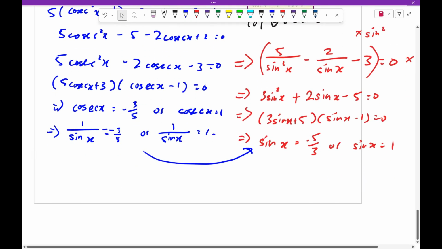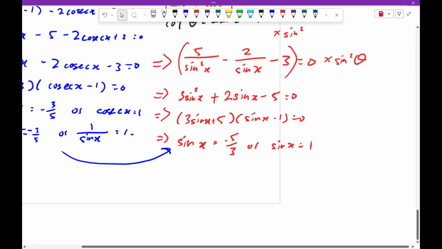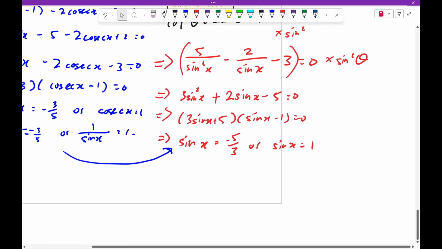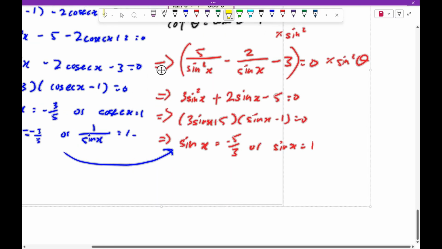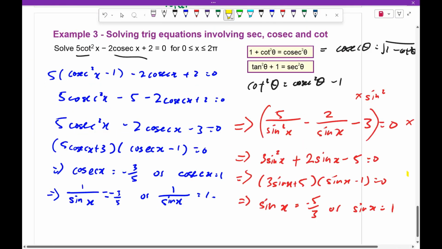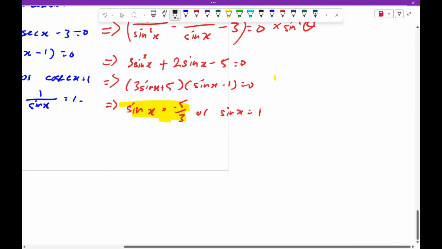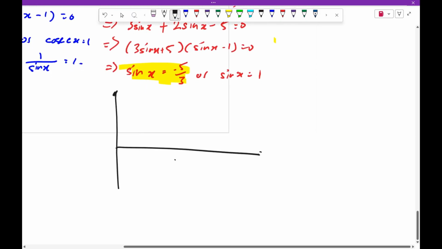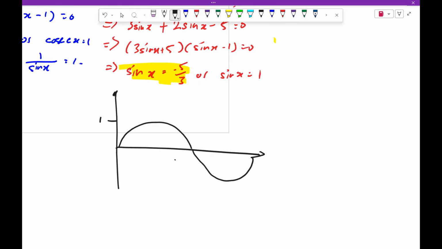So hence, our final solution would be according to this one also. So it's just a different approach. Now, I'm going to reject this one. The reason is that in our sine graph, the maximum or minimum y we have is 1 and negative 1. And this one is below negative 1. So we have to reject.